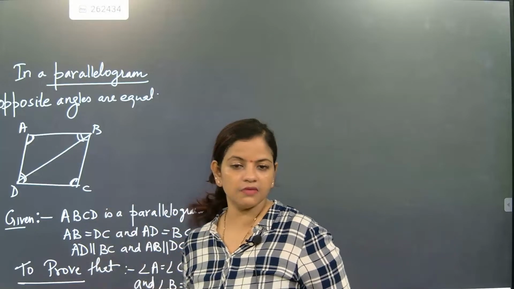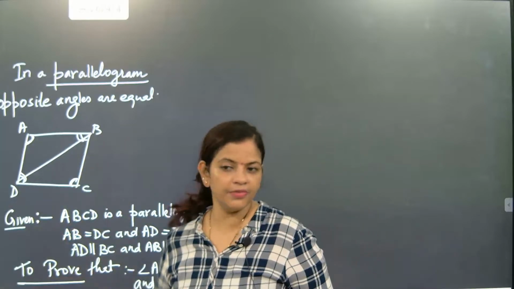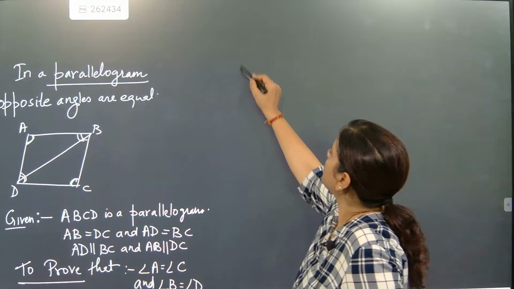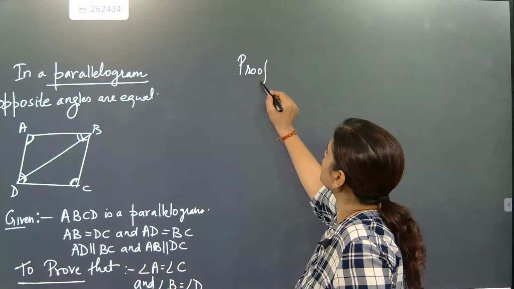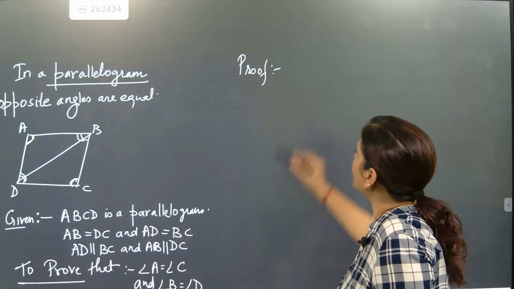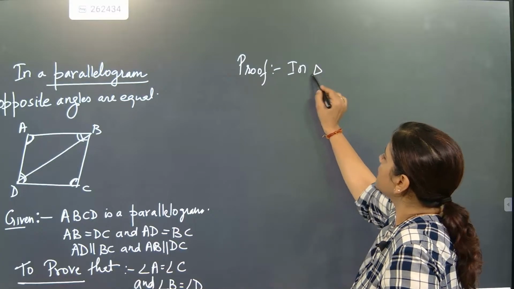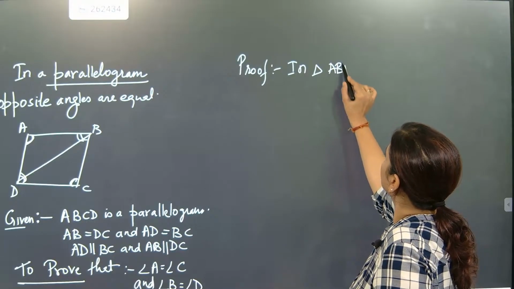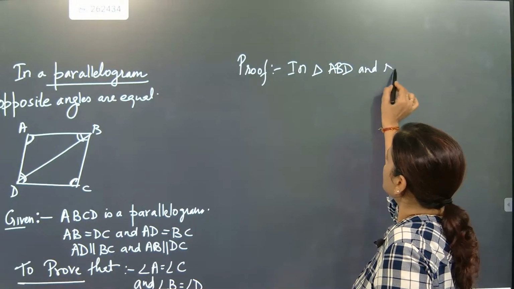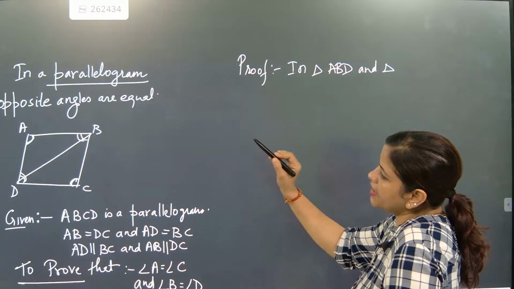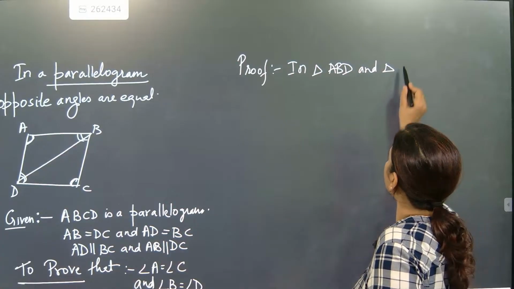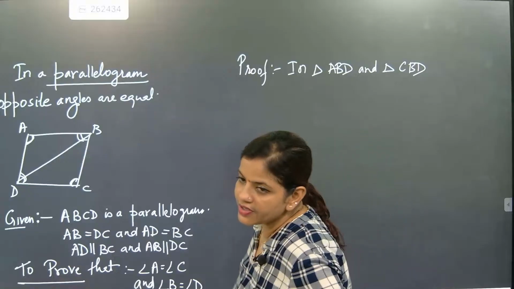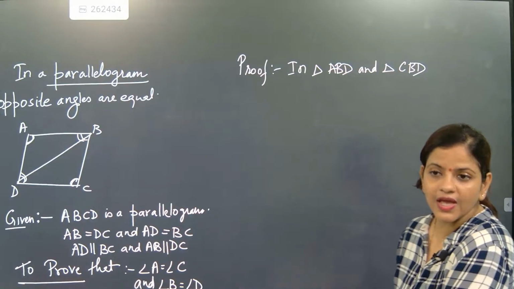We can take one diagonal BD. We will take one diagonal BD. So what we are going to write? In the proof section, we are going to take triangle ABD and triangle CBD. So two triangles we have taken.